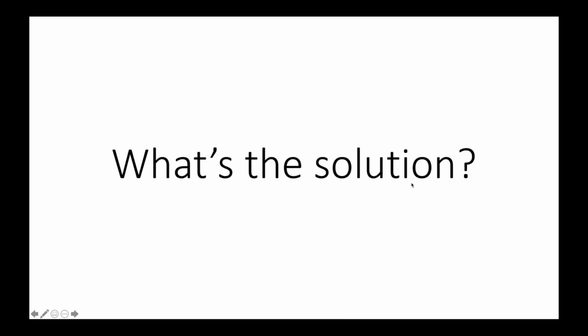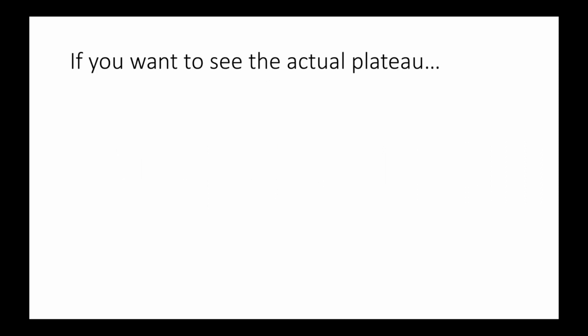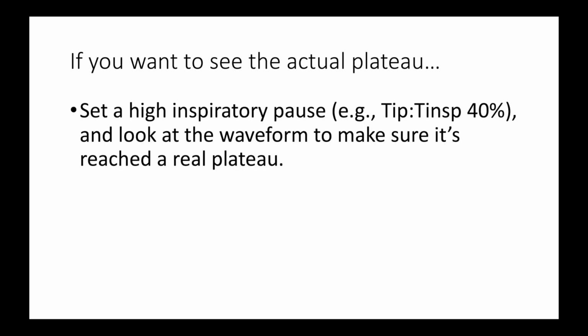So what's the solution? If you want to see the actual plateau, set a high inspiratory pause. Set it to 40% and look at the waveform to make sure it's actually reached a plateau. You can do that with your eyes. The machine won't do that for you. If you need to, you could also decrease the respiratory rate, which would give you a longer inspiratory time, and then you could see what the actual plateau is as well. But I think it's probably fine just to do a high inspiratory pause time and look to make sure it's reached plateau.